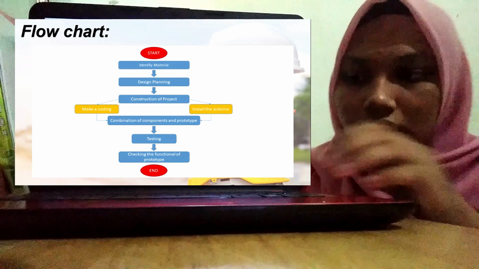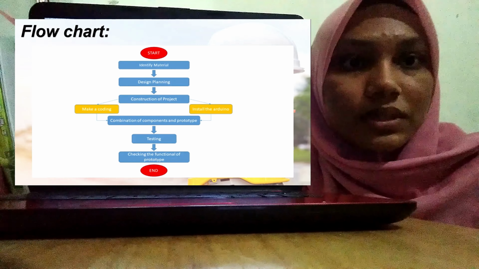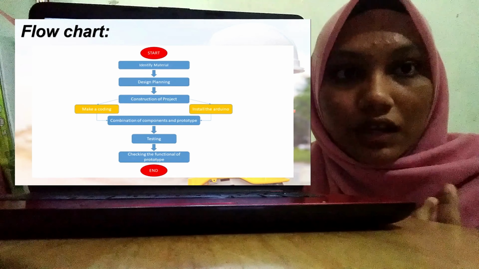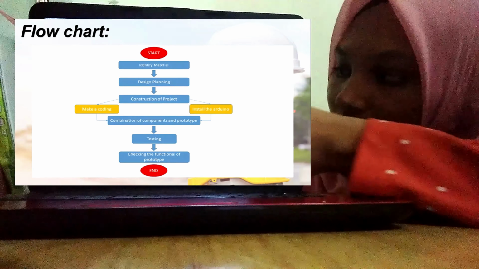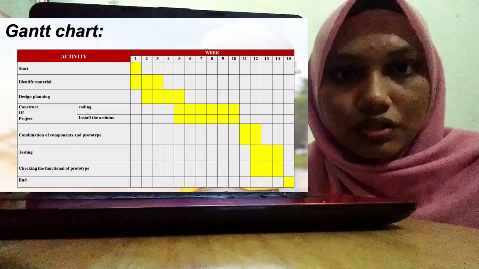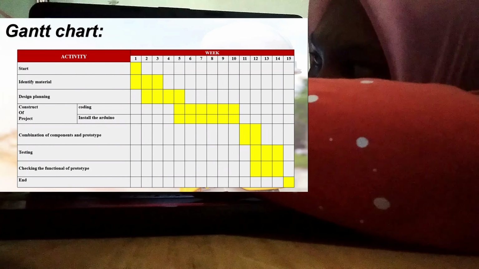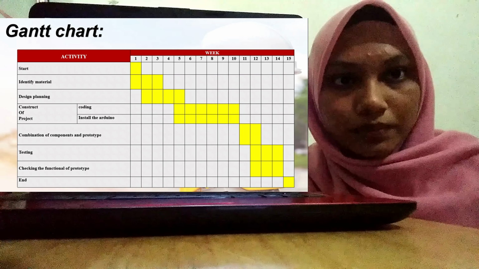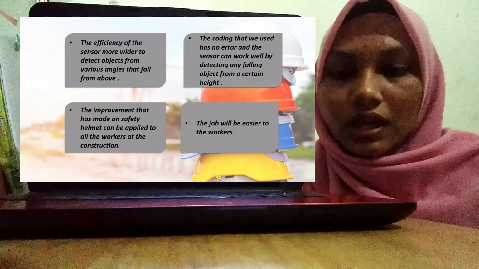Next is the methodology. So my role is testing our safety helmet, like I said in the scope of the study. We're going to test the safety helmet. This testing is my role, and this is the presenter three's role. And for the Gantt chart, my role is this testing. So we're going to do 3 weeks for the testing, and if we fail, we might need to extend more or do extra work for this project, which is the safety helmet.